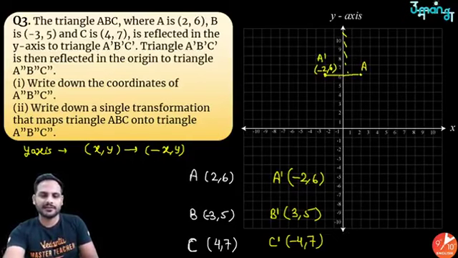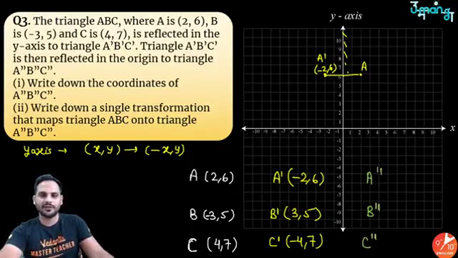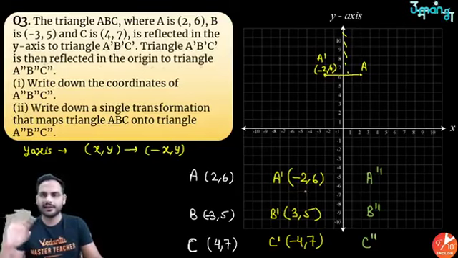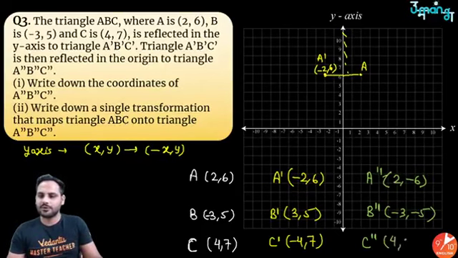Then the second reflection is A', B', C', which is then reflected in the origin. So this A', B', C' has been reflected in the origin. When we do the reflection under the origin, both x and y change their sign. So A'' will be (2,-6), B'' will be (-3,-5) and C'' will be (4,-7). Whatever were the coordinates of A', we have changed both the x and y coordinate.